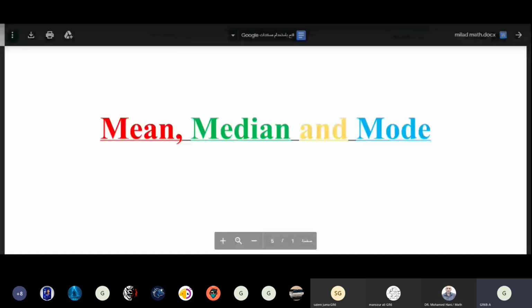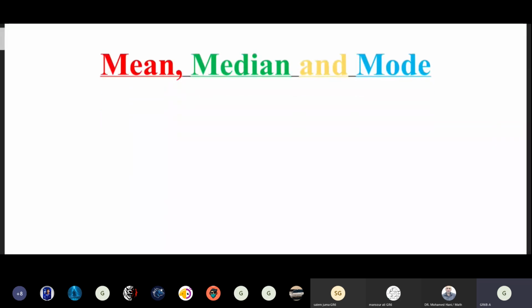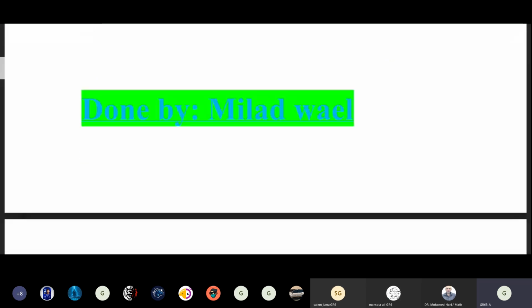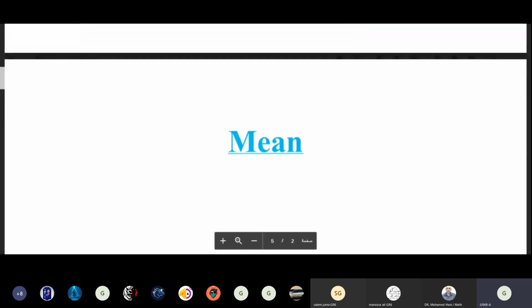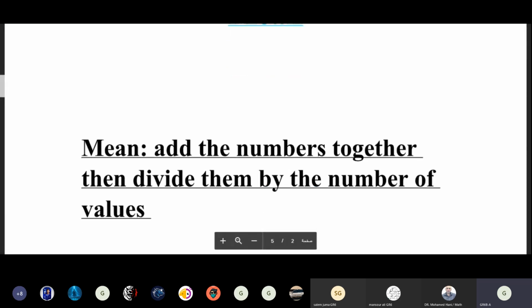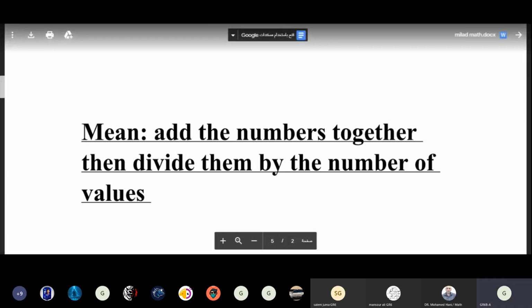Today, I will present for you the lesson on mean, median, and mode. It's a presentation for math done by Milad Wael, which is me. Mean: add the numbers together, then divide them by the number of values. It means you add the numbers, then divide by how many values there are.